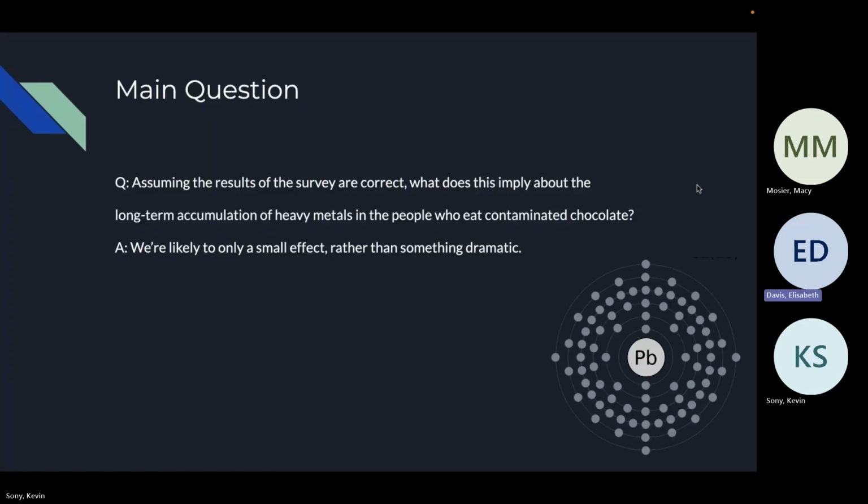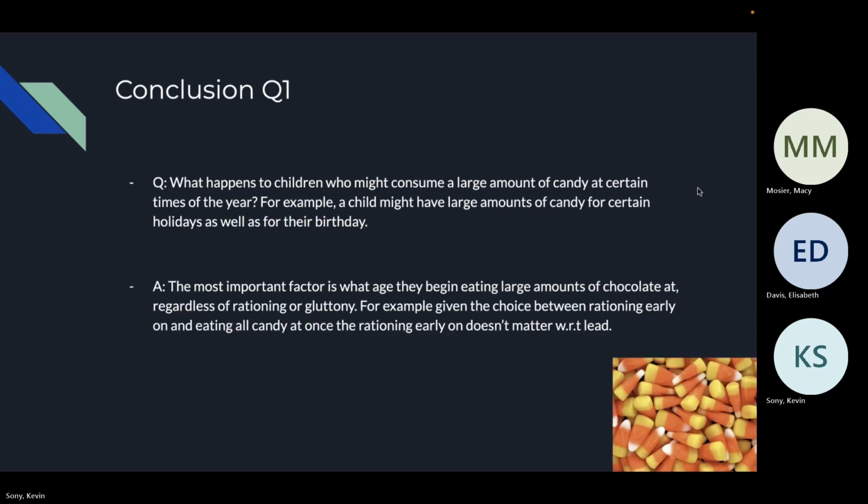Given that we assumed a chocolate lead level equal to the highest recorded in the study, our model did not predict any significant effect, whether with rationing or without. The most significant factor is the age at which the child begins consuming chocolate, which affects the total amount consumed. This effect is amplified by the immaturity of the blood-brain barrier at earlier ages.